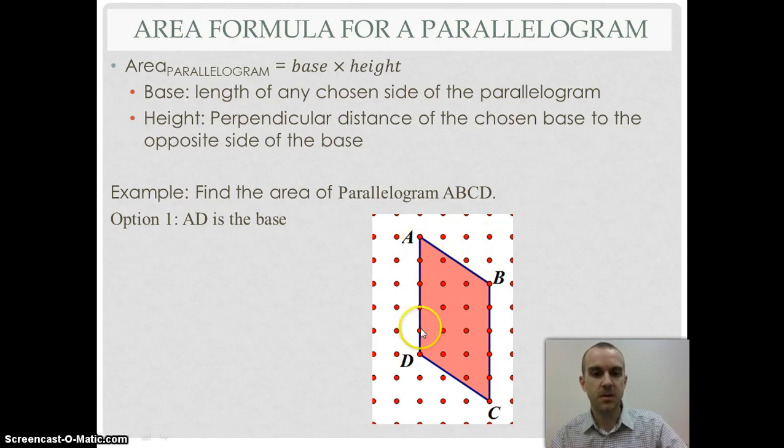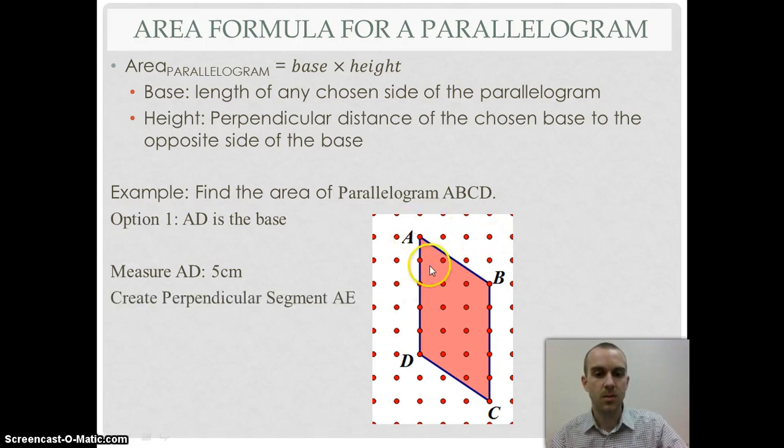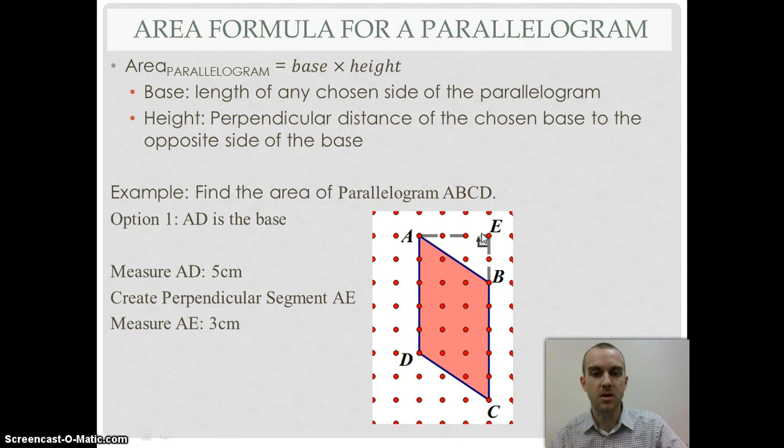So if I use AD as my base, because that's a nice side to use since I can actually count the units, I can see that that base is 5 units. 1, 2, 3, 4, 5 centimeters. And then if I want to create the perpendicular, I'm going to go directly across to get that perpendicular segment. And I can count that: 1, 2, 3 centimeters. I could have also drawn it from D so that it would be inside here, because I just need to go from one vertex to the other side and be perpendicular to it. So if I multiply then my base times my height, 5 times 3 gives me 15 square centimeters.